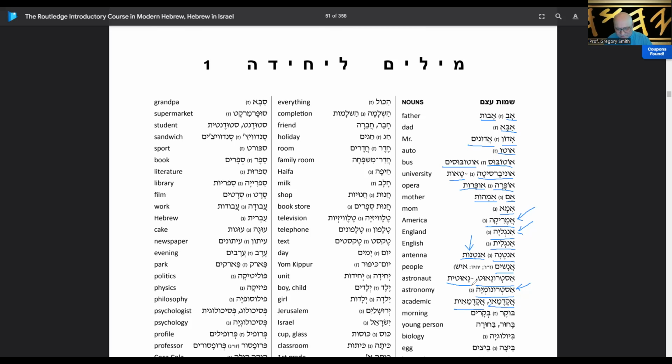Let's try this here. Academy. Oh, this is academite. I think it probably has to do with a feminine one. Yeah, that's a female academic. That's what that is. Academite. Yeah, that's right. Academic. Okay, then we've got boker and bokarim, so like morning and mornings.